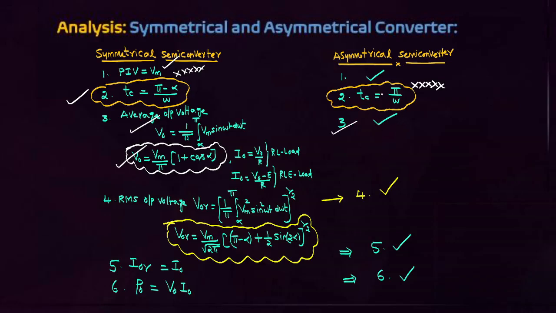The formulas which are different, only those formulas I am writing for asymmetrical. When I have not written a formula, it means it is similar to the symmetrical one. That is the point to remember. The RMS voltage of symmetrical and the RMS voltage of asymmetrical are the same. I naught RMS equals I naught here also. Output power equals V naught into I naught.